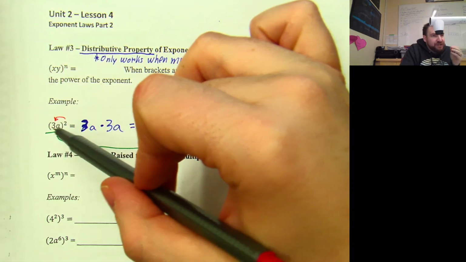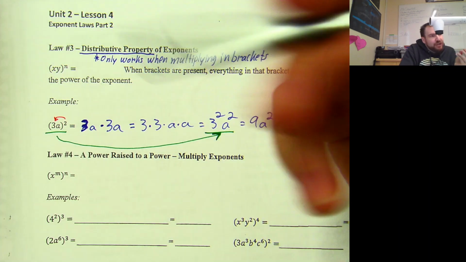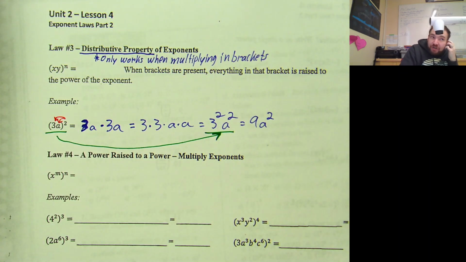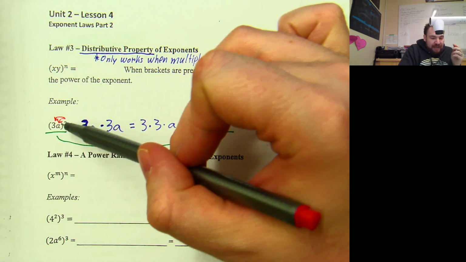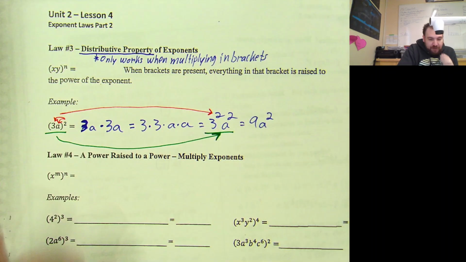When I've got 3A, in brackets, all squared, because I'm multiplying in the brackets, I can distribute that exponent onto everything being multiplied together in the brackets. So the 3 becomes squared and the A becomes squared, allowing us to jump straight to 3 squared times A squared, which then is going to give me 9A squared.